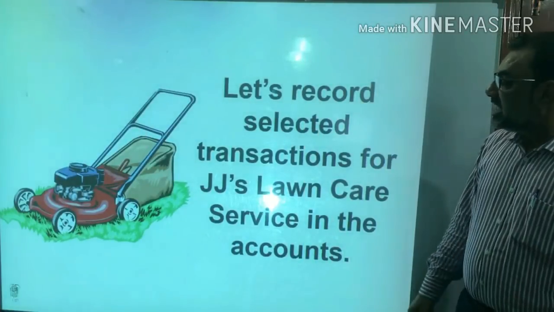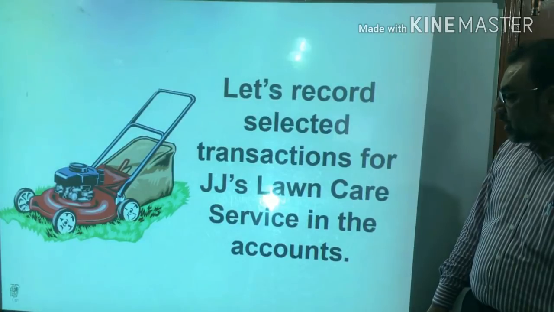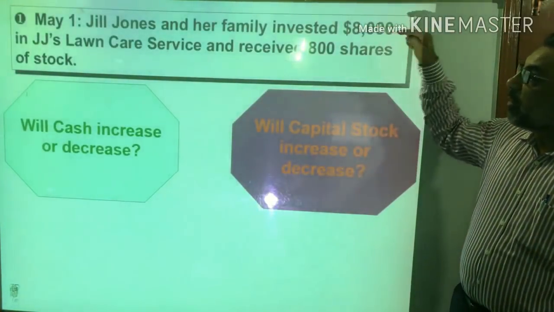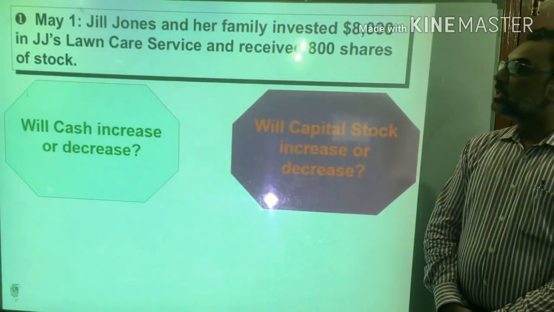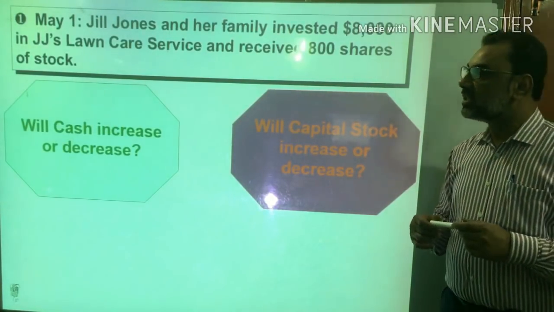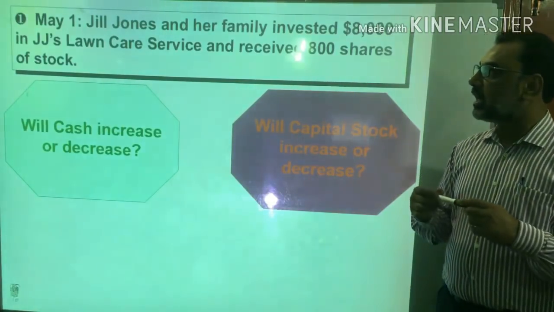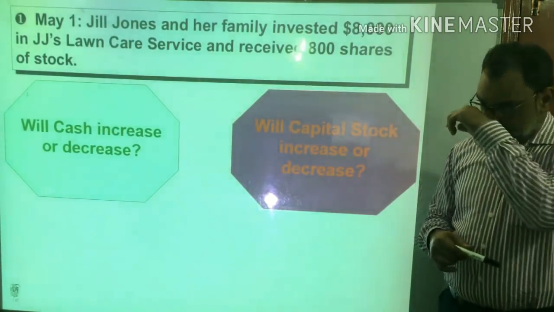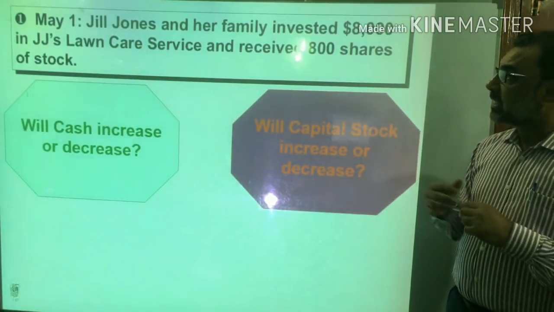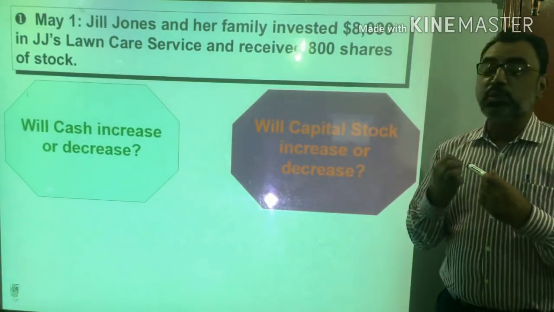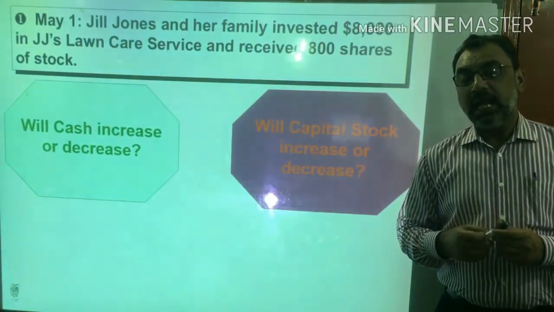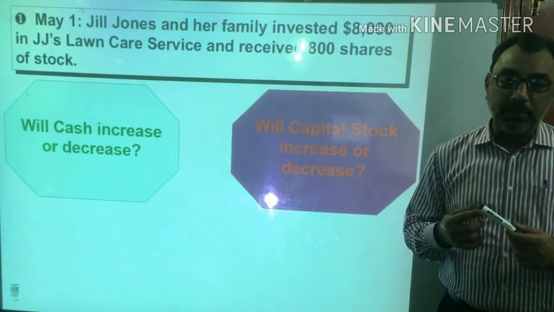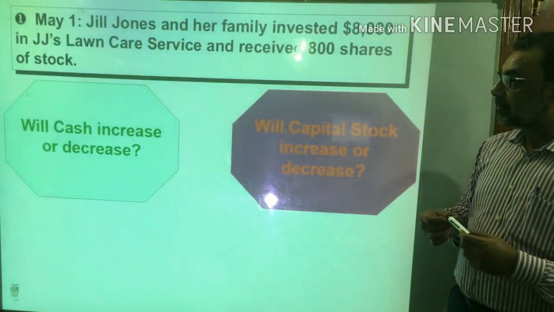Now let's record selected transactions for JJ Lawn Care Services. Okay, so the next slide is that on May 1st, Jill Jones and her family invested $8,000. Remember, in JJ's lawn care service and received 800 shares of the stock. So here, you can easily guess that the business is going to receive the cash, and in return, the business is going to give its ownership to JJ and her family.